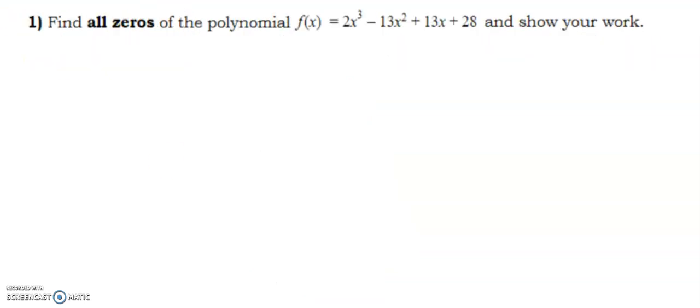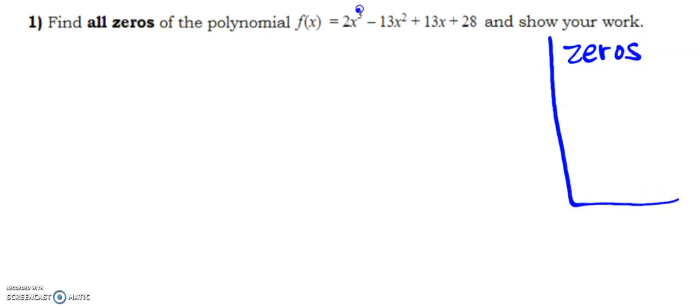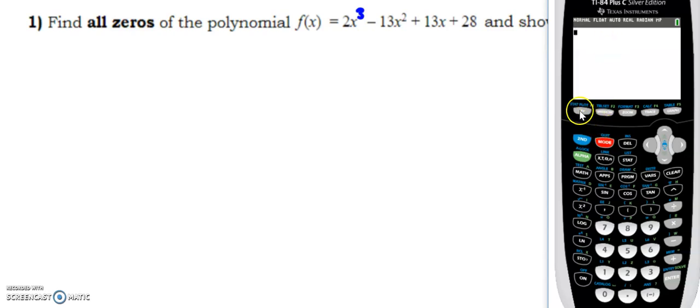So, in your calculator, it says find all zeros of the polynomial. Well, first of all, if I want to find all the zeros, remember I like to start a little list over to the side. I know that I'm going to have 3 zeros. So I'm going to go to my graphing calculator because my teacher didn't give me one that would already work. So I'm going to go to y equals, and I'm going to type in 2x to the third minus 13x squared plus 13x plus 28.